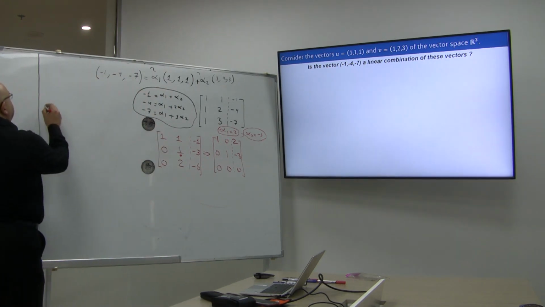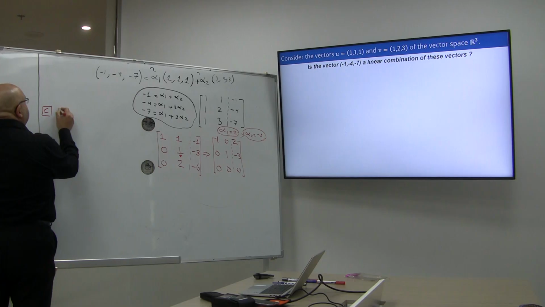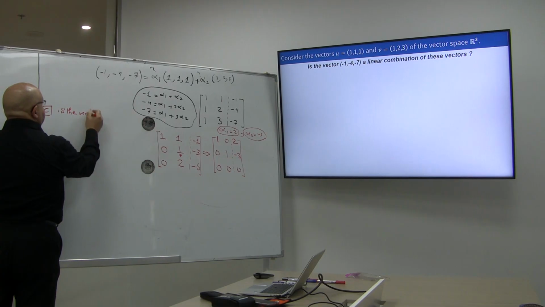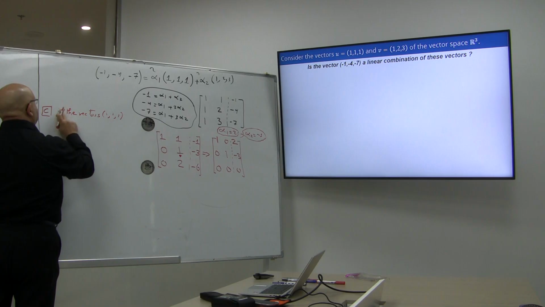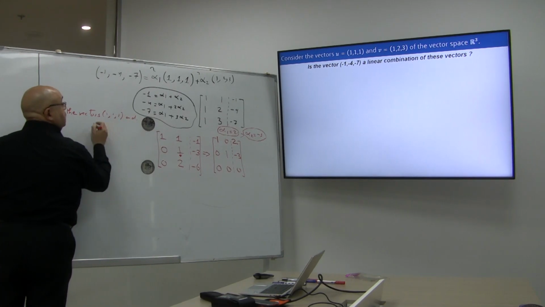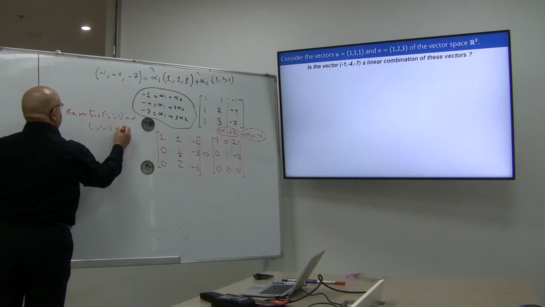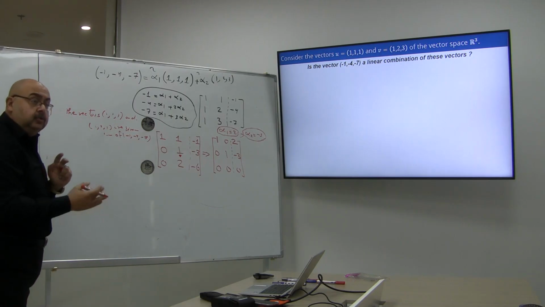Let's say, number C, for a statement, for a question. He will say to you, are the vectors 1, 1, 1, and 1, 2, 3 linear combinations of negative 1, negative 4, and negative 7? Is it true or not? How to do it? Let me solve it.